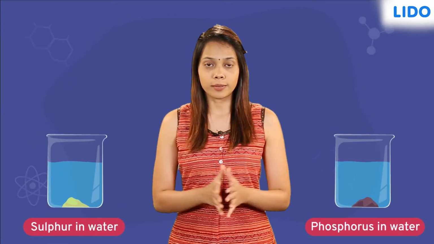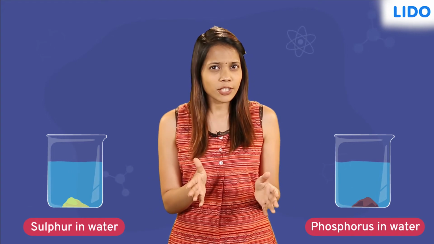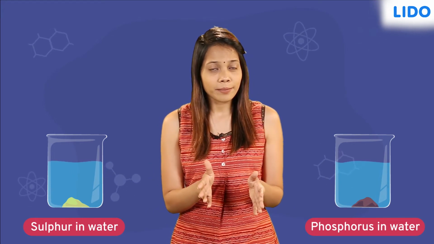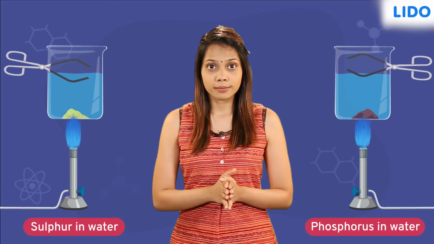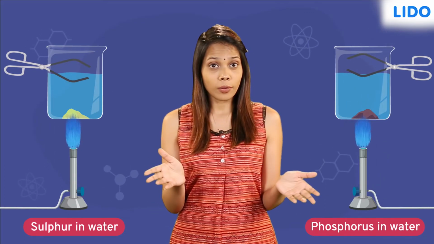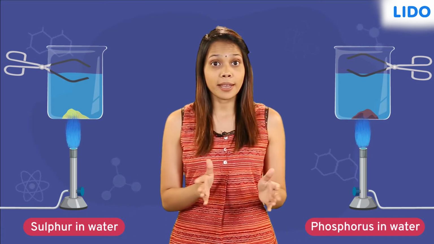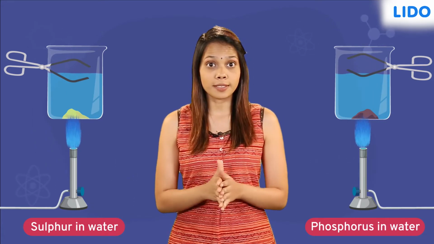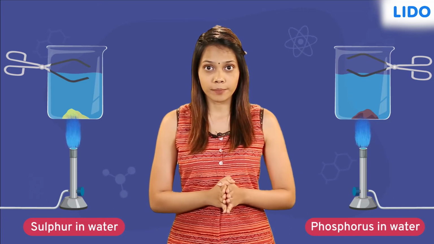Now, let's see what happens when water reacts with non-metals. We'll put sulfur and phosphorus in water. Do you see any change? No, right? Let's heat the water. Now, do you see any change? Again, no. This means non-metals like sulfur and phosphorus do not react with water.